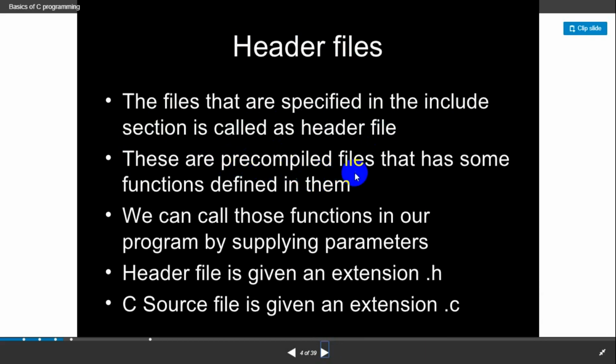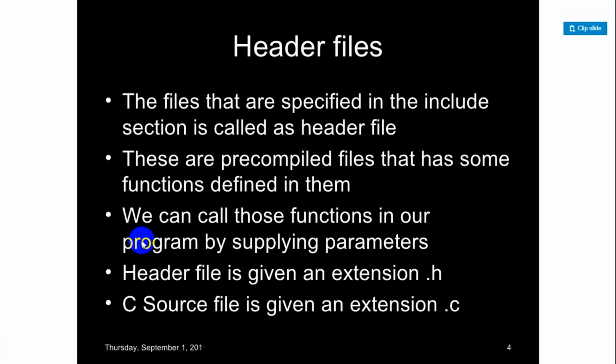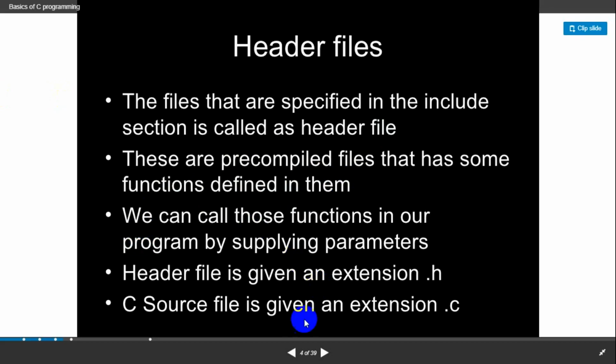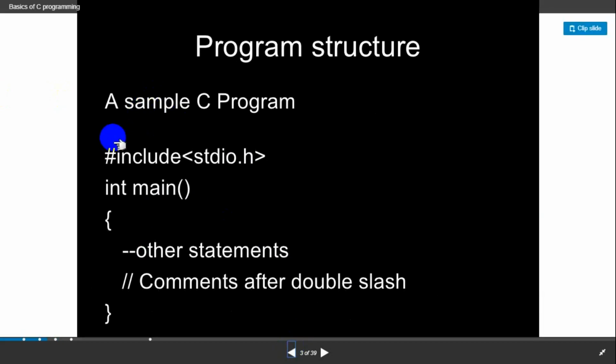These are precompiled files that have some functions defined in them. We can call those functions in our program by supplying parameters. A header file is given the extension .h. A C source file is given the extension .c. So this is the header file. Include is the header file. This is standard input and output. This is the main function.